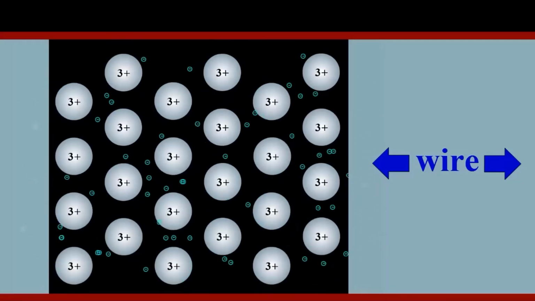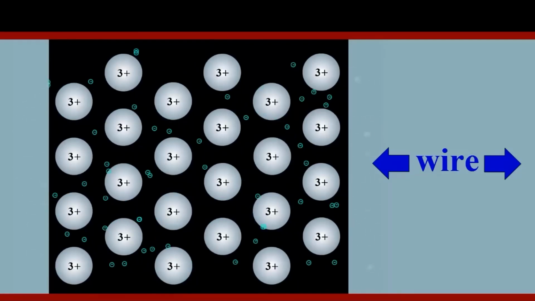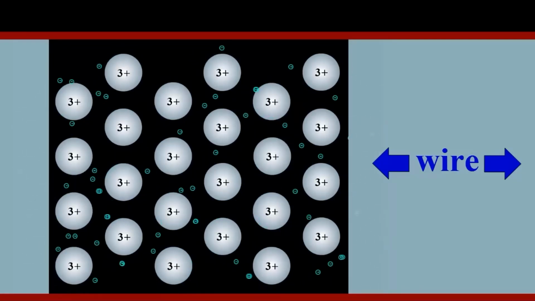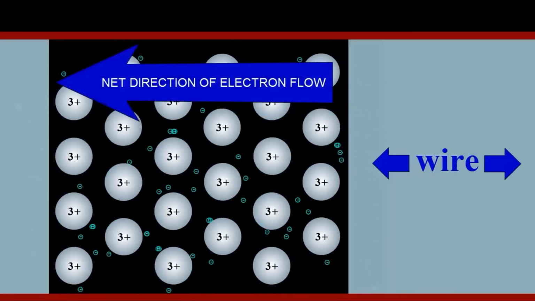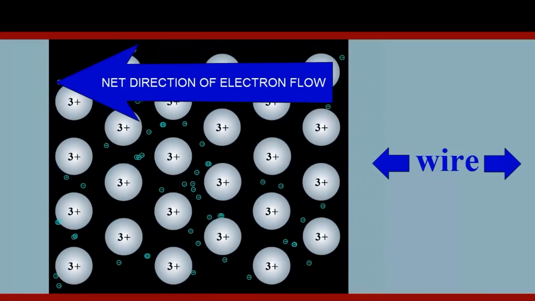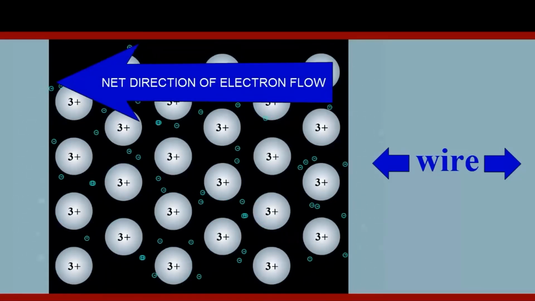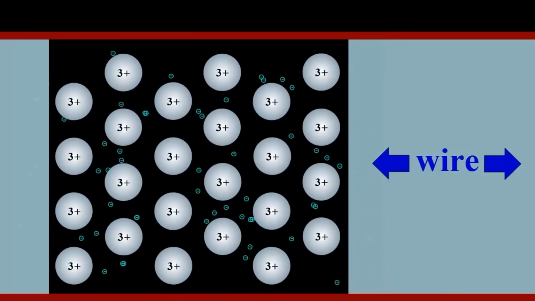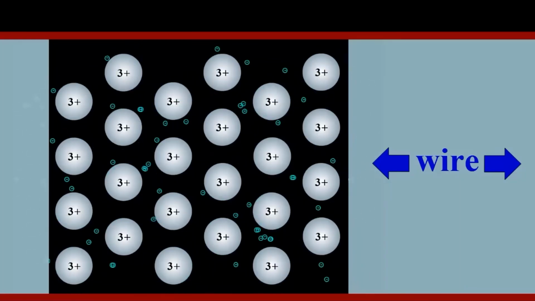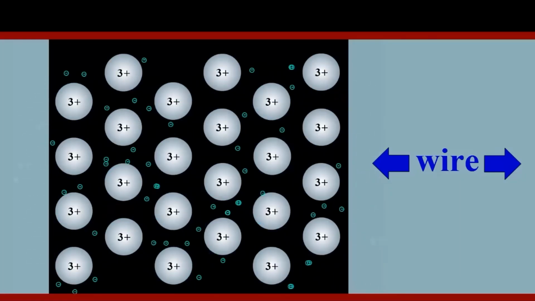In the previous simulation, electrons were moving in all directions. That is still the case, but an electric current occurs when there is a net direction of charge flow. This simulation is simplified in that it is only showing that net direction of electron flow.